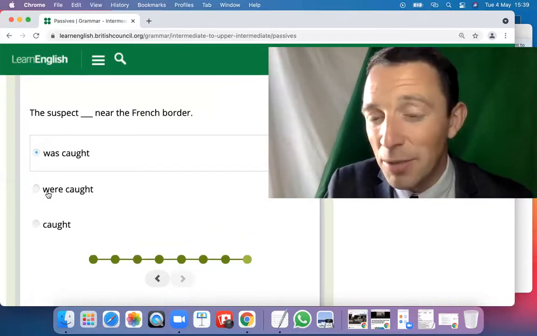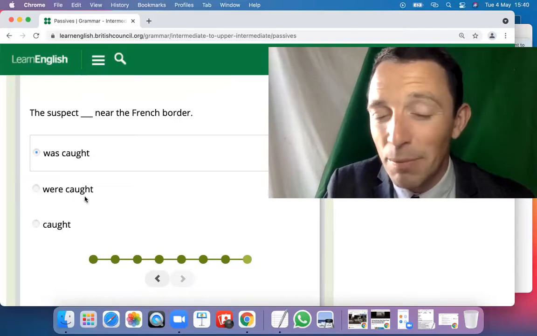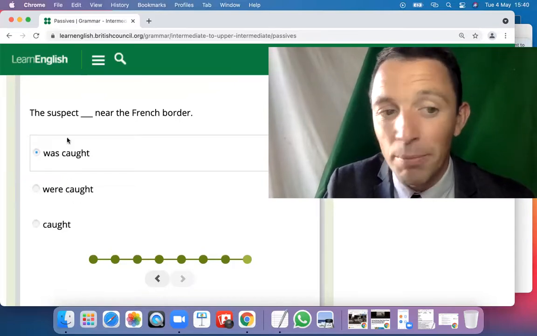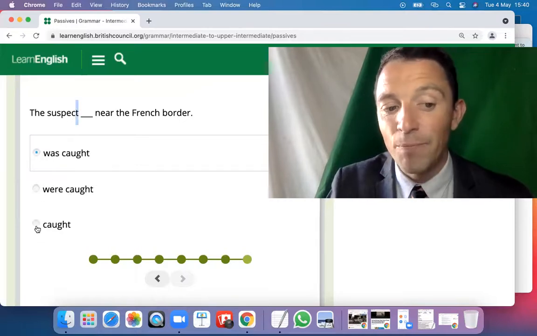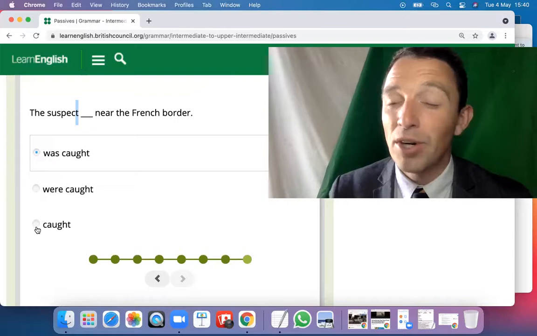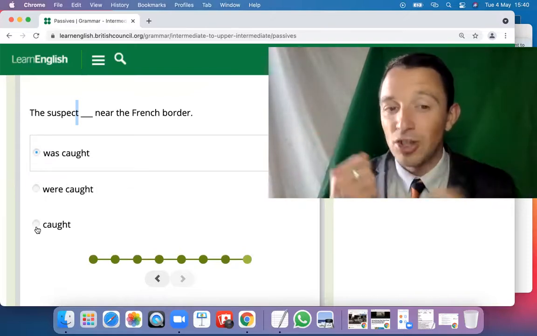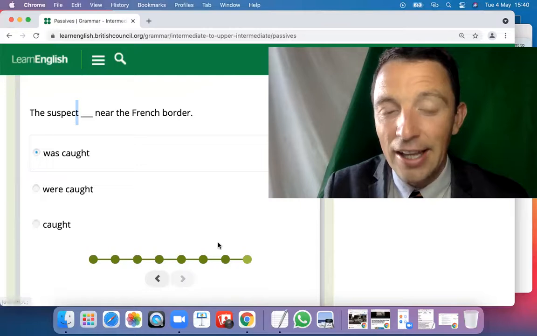Were caught is possible if it's plural. So we have the verb to be as the auxiliary plus the participle, but this would be appropriate in the plural, but it's not the plural because it's suspect. And then the third possibility is just the past simple of the verb to catch, but it's not correct because the police catch and the suspect was caught. So very, very good example. And I think that is the correct answer.